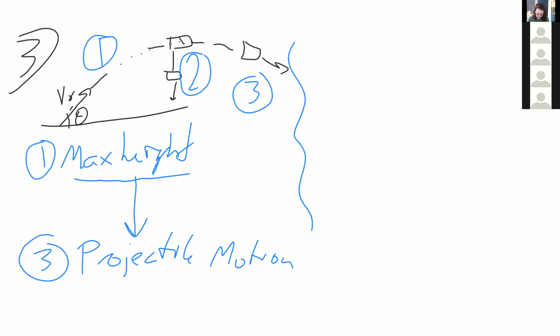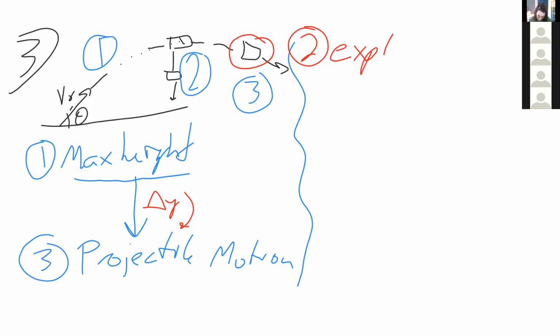Okay, so as I mentioned, the only new part of this problem is part 2. So for part 1, you'll find the max height, which will be your delta y that you'll carry into part 3, the projectile motion. The other thing you need to solve part 3 is the velocity for this particle. You need the initial velocity, in other words, the velocity after the explosion. So for 2, the explosion, what we're after here is the final velocity of the explosion.